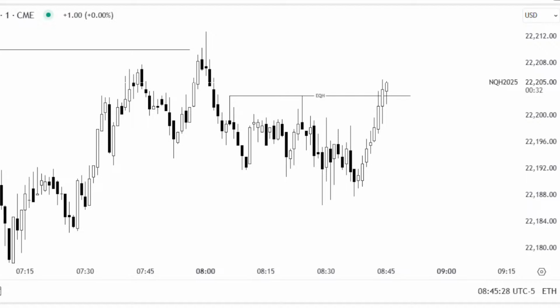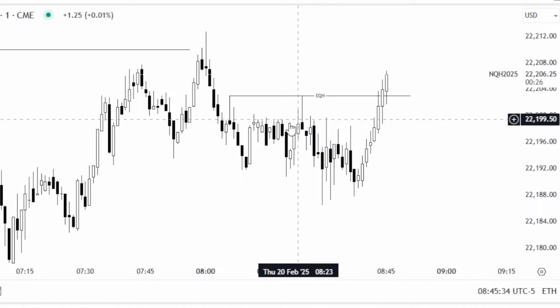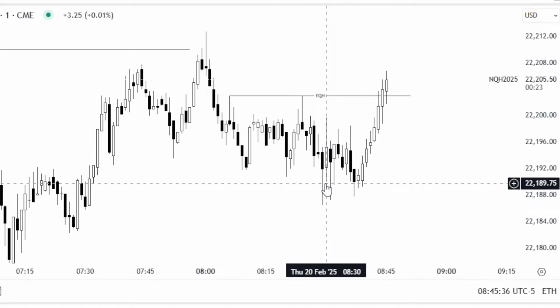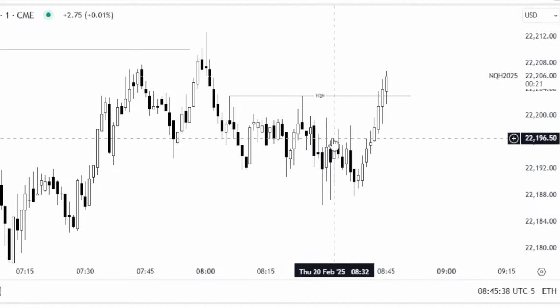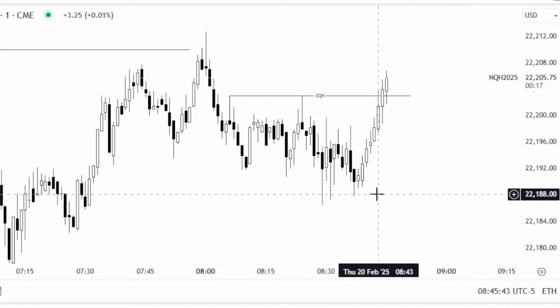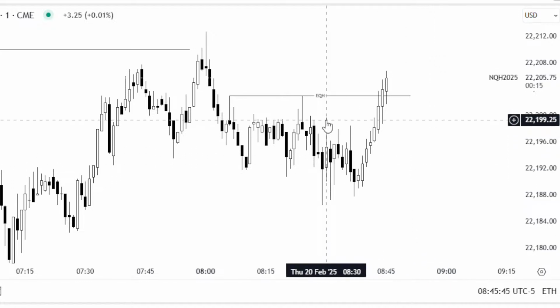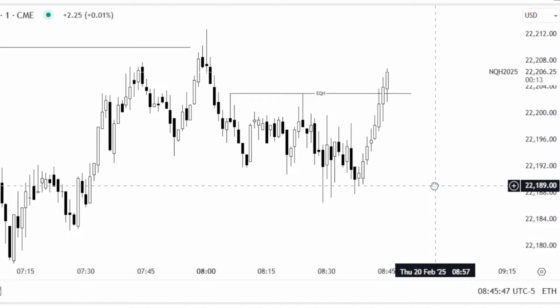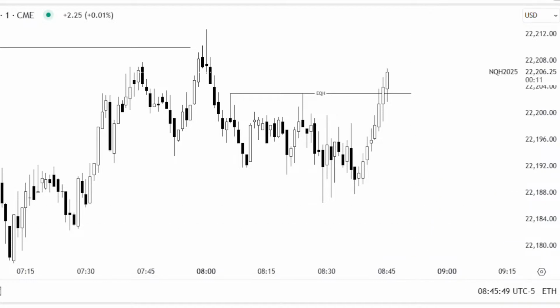Right, for now I'm just sitting on my hands. I'm not touching anything. Normally if I didn't stream this, I would most probably walk away from this, just because the candle that presented itself was so tiny, so it's not giving me anything.